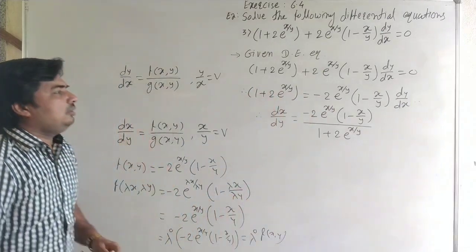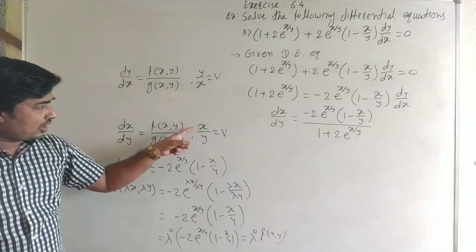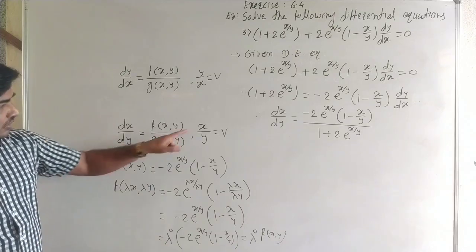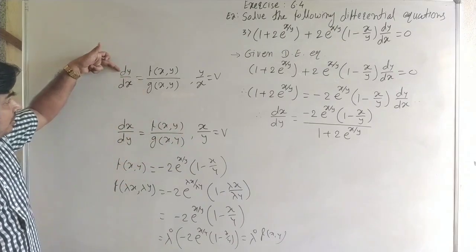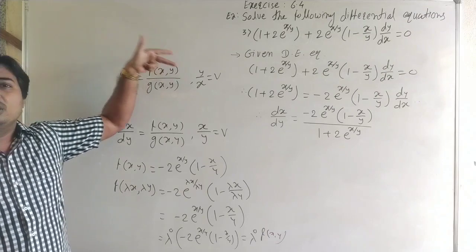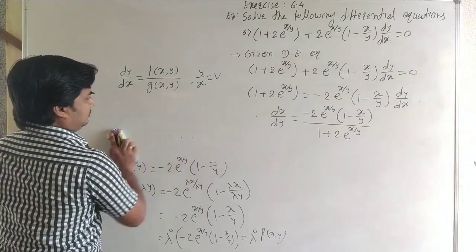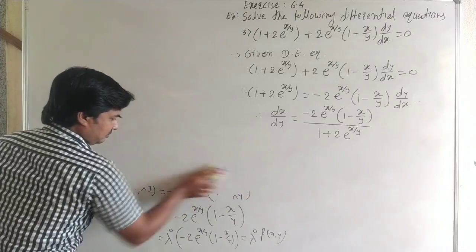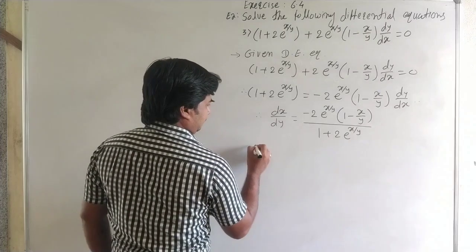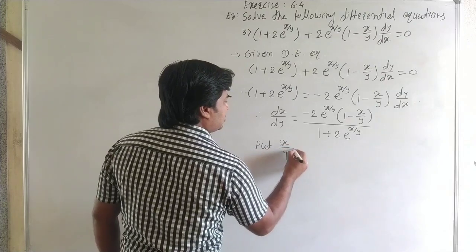And here when we solve the homogeneous differential equation, we put y by x is equal to v or x by y is equal to v. When we write the differential equation in the form dx by dy, then we put x by y is equal to v. When we write a differential equation in the form of dy by dx, then we put y by x is equal to v. Here we put x by y is equal to v. Now here put x by y is equal to v.